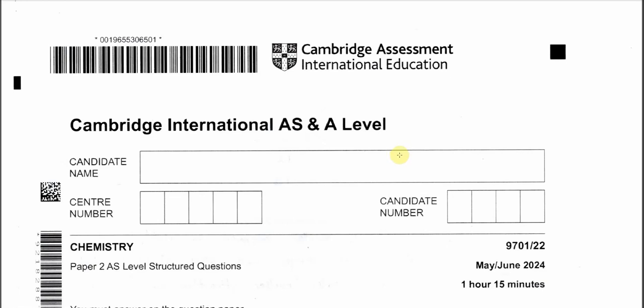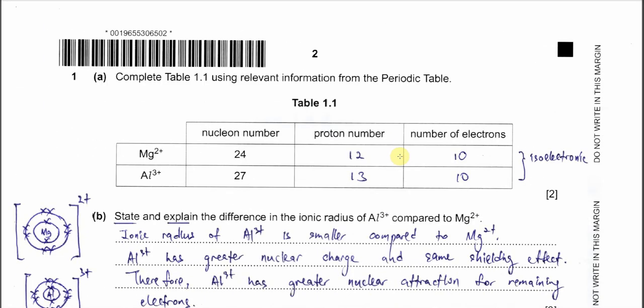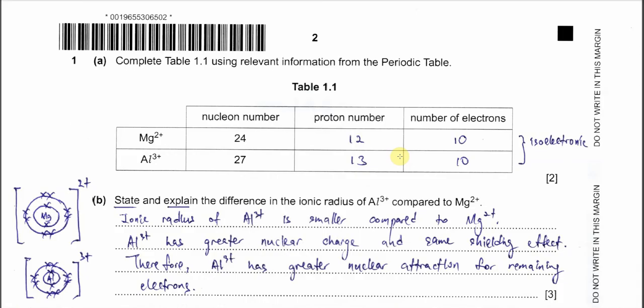May June 2024, Paper 2, Variant 2. Question 1, Part A. Complete Table 1.1.